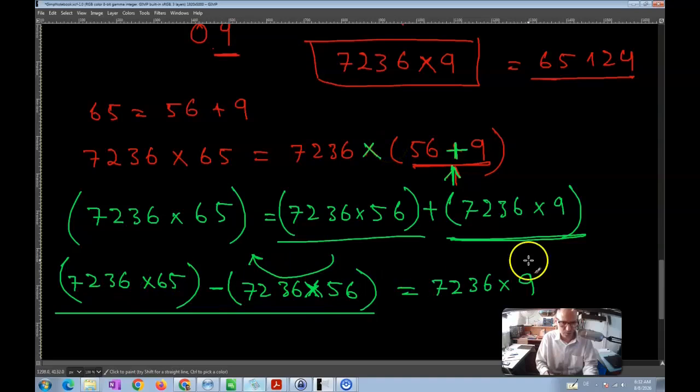So the difference between the two is just 7,236 times 9, and the 9 is nothing but the difference between 65 and 56, right? And we calculated this as 65,124, which is essentially the difference between the two calculations, okay? Hopefully you understood it, but later on we will have a whole lot of such exercises, and we will get more familiar with algebra and all of those things.